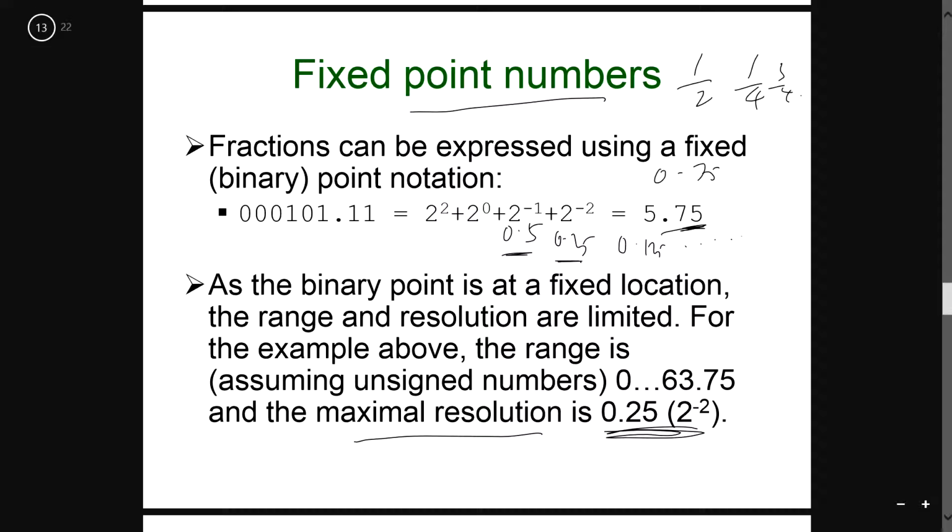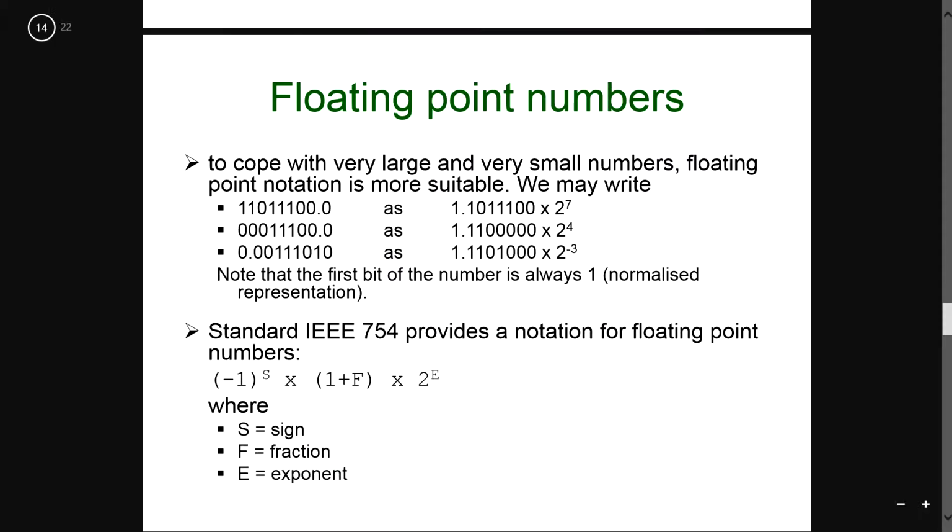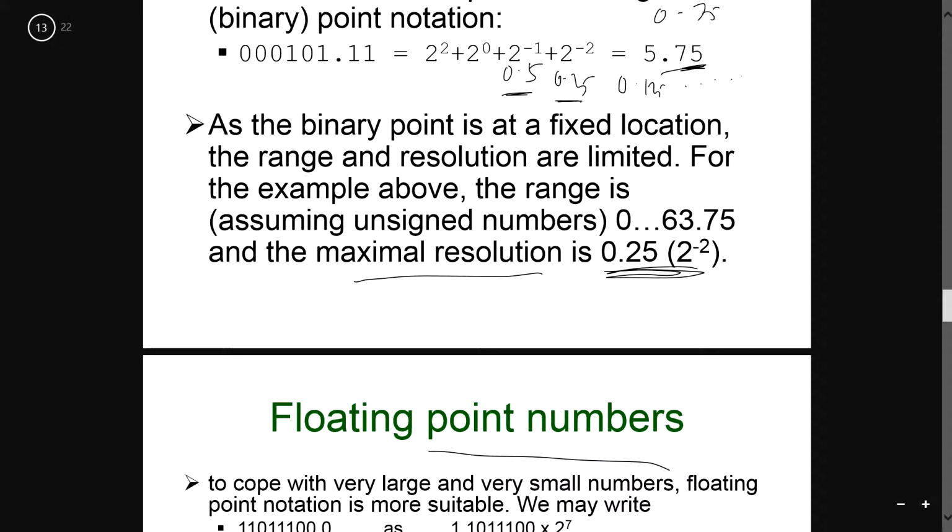Nothing fancy with this. I think the fixed point numbers is within the integer, but it's not good enough. If you're talking about decimals, normally we will want to use the floating point numbers because you can go further than your maximum resolution. The maximum resolution for your fixed point numbers is only to the power of -2, which is 1/4, or 0.125, I think. Sorry, 2 to the power of -2 is 0.25.